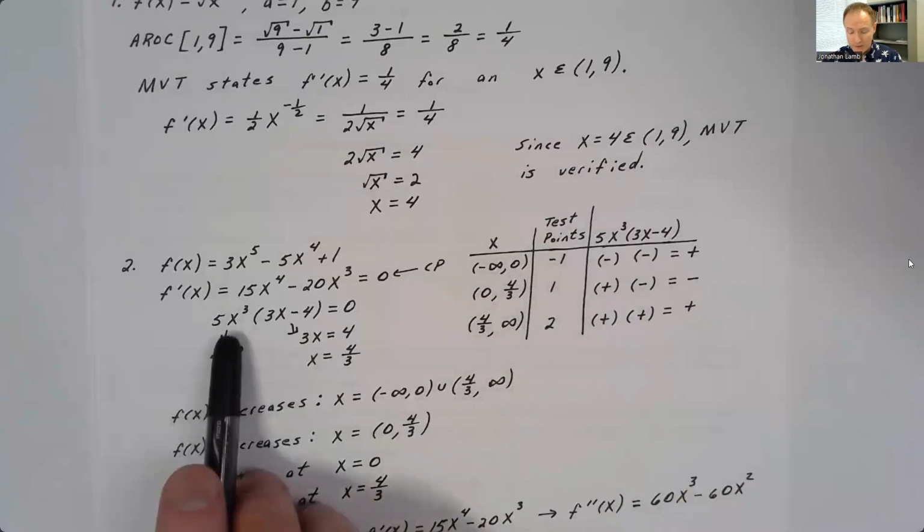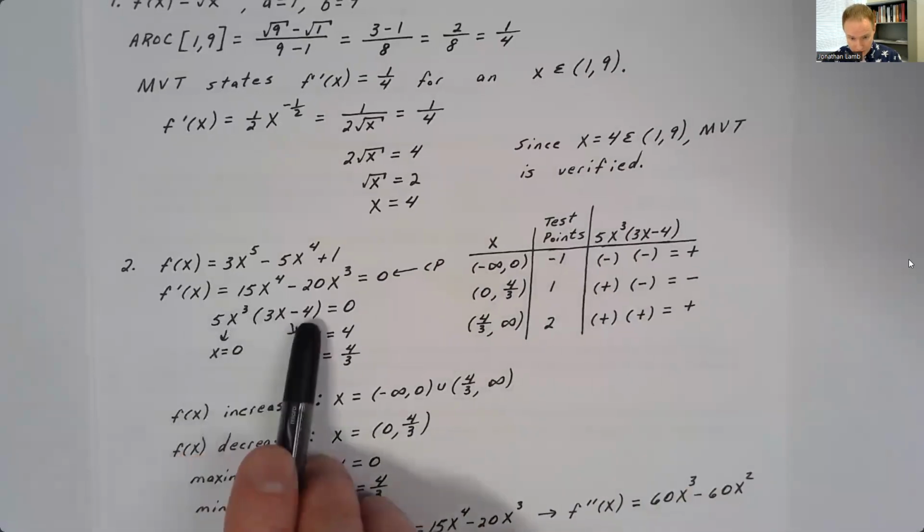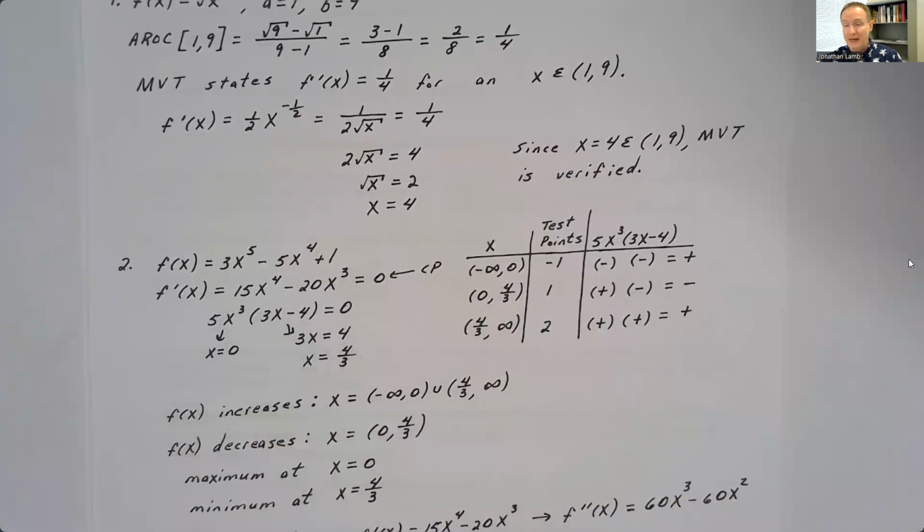I strongly prefer to use the factored version of the first derivative because all we ever need to know is the sign of the first derivative. We know when the first derivative is positive, it tells us that the slopes are going up. When the first derivative is negative, the slopes are going down. So clearly, when the first derivative is positive, the original function increases. When the first derivative is negative, the original function decreases.